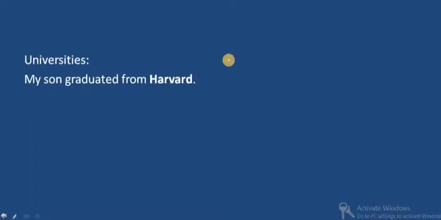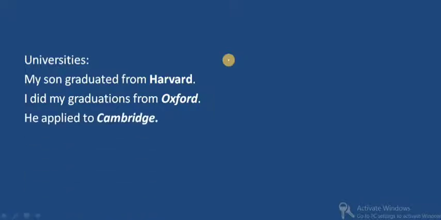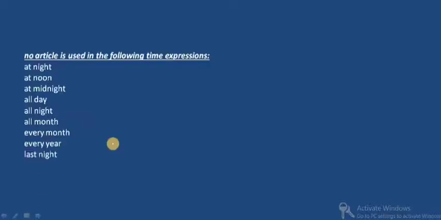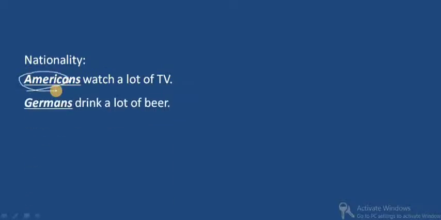Then before the names of universities we do not use an article, for example Harvard, Oxford. He applied to Cambridge. There is one exception also: if the word university is there, the University of Toronto, then we use the article. Before the names of nationalities also articles are avoided. The example is: Americans watch a lot of TV. Americans here represents a nationality, so no kind of article is used here.